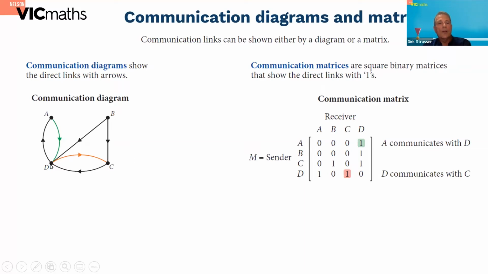And here too, on the communication diagram, you've got D communicates with C. And here it's shown in the matrix, the 1 for D communicating with C there. So the communication matrix shows the same thing as that diagram. But once you've got it in matrix form, you can actually manipulate it and do all sorts of things with it, which you can't do when it's in diagram form.